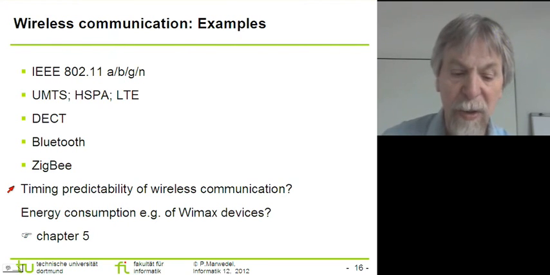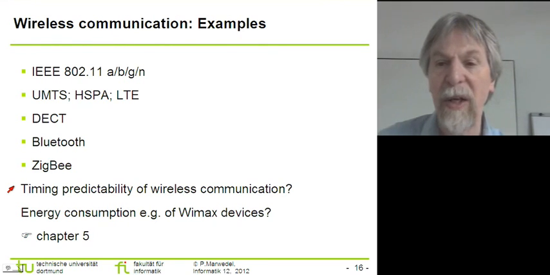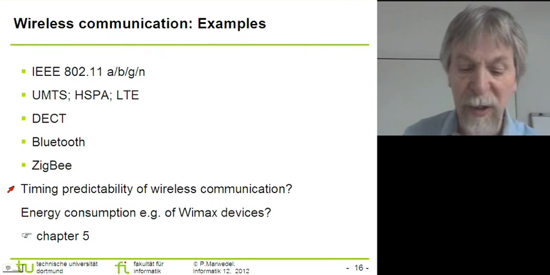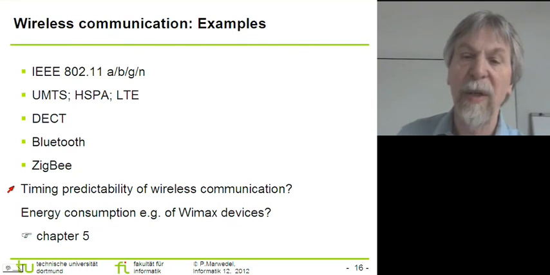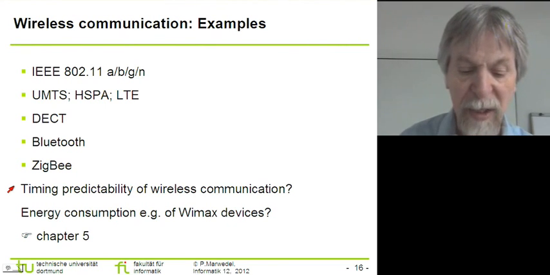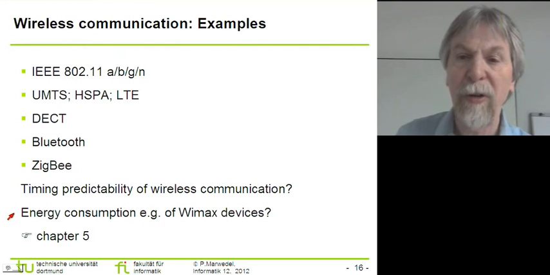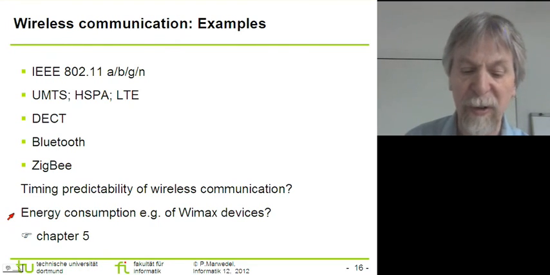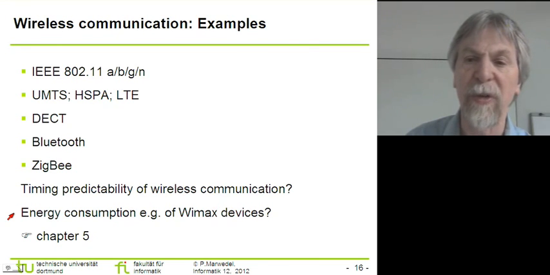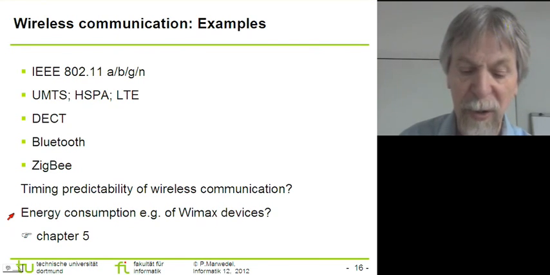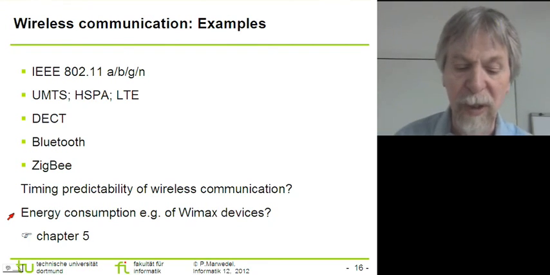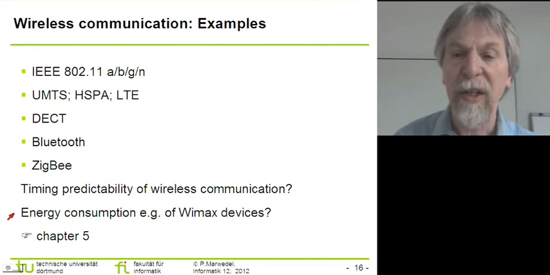Concerning the link to real-time systems, we do have in many cases a problem that the precise timing is very difficult to predict, and in many of the cases we do have to figure out whether or not we can provide any timing guarantees. Also, in the context of cyber-physical systems, the energy consumption required for communication is very important, and we will look at the energy consumption, for example, of WiMAX devices in Chapter 5.